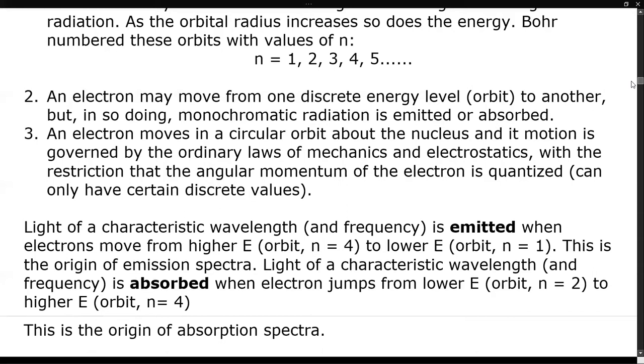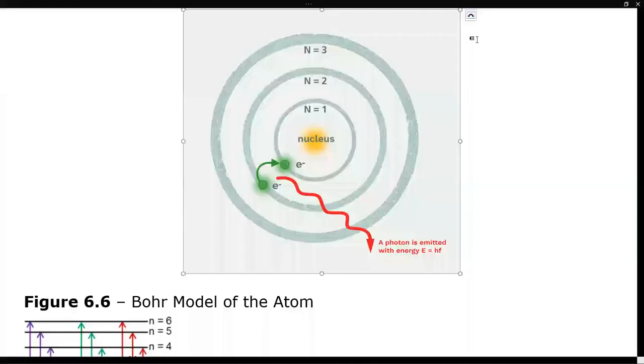I'll post a video link with some emission and absorption spectra and how the electron moves in that as an attachment to this presentation. In short, if we look at this sketch of the Bohr model, you can see the orbits n equals 1, n equals 2, n equals 3. Then if that electron in green there goes from 2 to 1, it's going to emit light of a particular energy, a particular frequency, a particular wavelength.